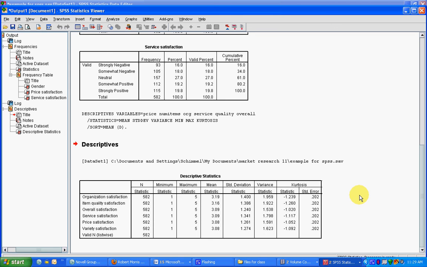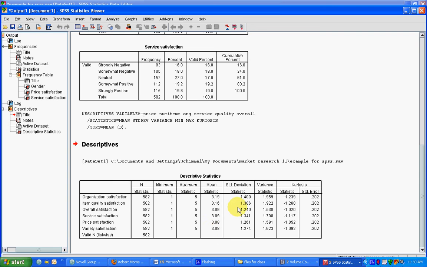Now, if you'll look, the N is how many respondents there were, and then the minimum and the maximum on the responses. Minimum was a 1, maximum was a 5. The means are provided here, so this is the average. So the average satisfaction is grouped around neutral. However, organization satisfaction and item quality were the two highest, and the two lowest are price and variety.